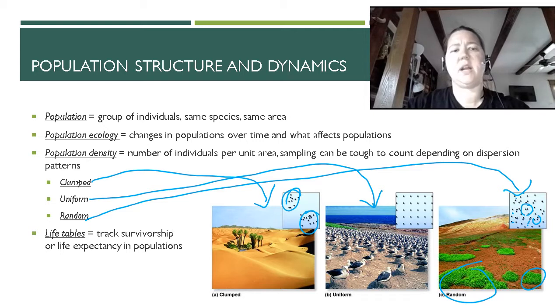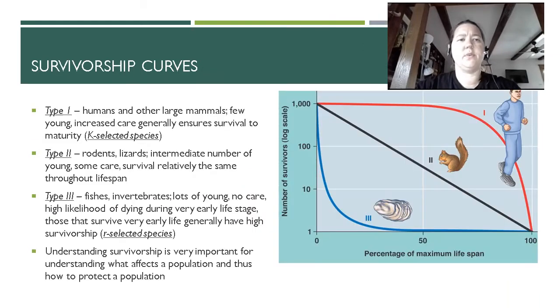The other thing that scientists use to study populations are called life tables. And life tables just look at survivorship and life expectancy and try and get a sense of who's going to survive and who's going to live, who's going to reproduce, and so on and so forth. So survivorship tends to follow one of 3 patterns. So we've got a type 1, which is us. So if you look at this graph over here, you can see we have the number of individuals, so who survives, over their lifespan.